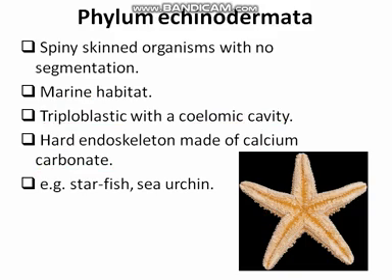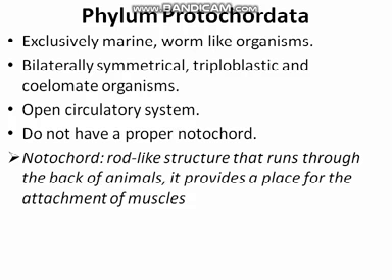Now let's talk about another phylum, phylum Protochordata. The organisms which come under this phylum are exclusively marine. That means all the organisms under this group are marine. These are worm-like organisms. They are also bilaterally symmetrical, triploblastic with a coelomic cavity. Their circulatory system is also open.